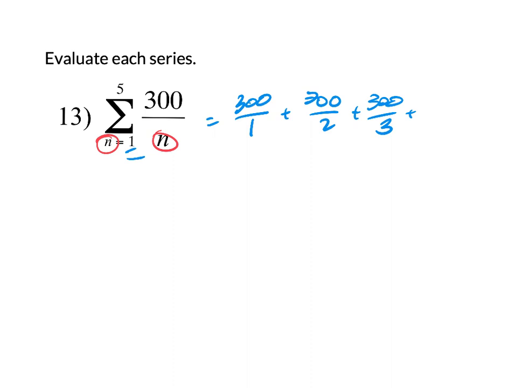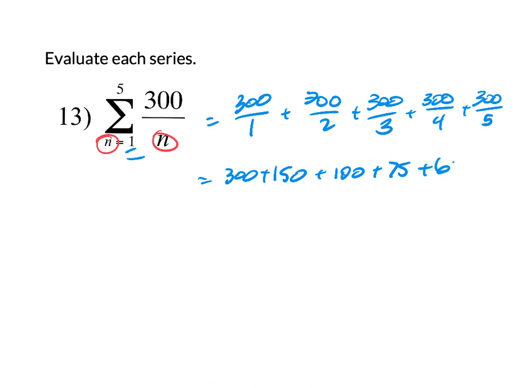So then I get to 4, that's 300 divided by 4, and then the last was 300 divided by 5. Now, luckily, 300 can be divisible by all these, so this is just going to be 300 plus 150 plus 100 plus 75 plus 60, and that all adds up to 685. So when I evaluate the series, what I mean is get the answer here, and it's 685.